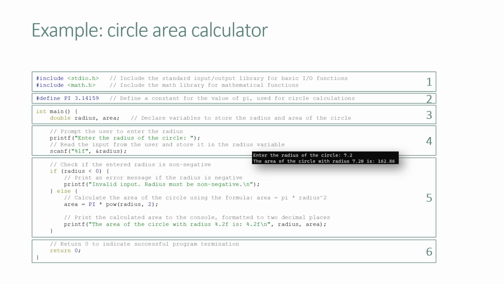4. The program prompts the user to enter the radius, reading and storing this input in the radius variable. 5. It then checks if the entered radius is non-negative. If the radius is negative, an error message is displayed. Otherwise, the program calculates the area using the formula and prints the result formatted to 2 decimal places. 6. The program ends by returning 0, indicating successful termination. This simple program demonstrates basic C programming concepts, including input, output operations, conditional statements, and the use of standard library functions.